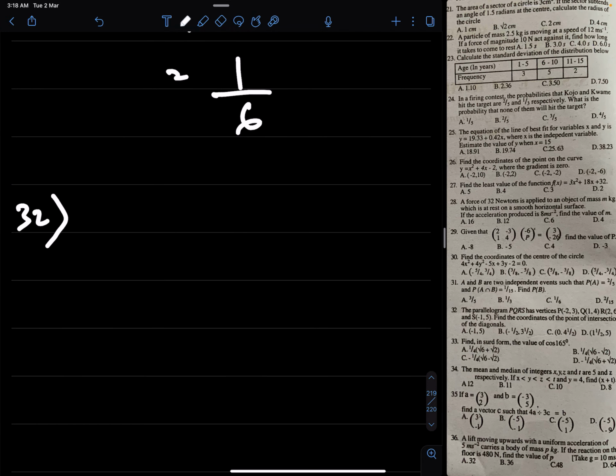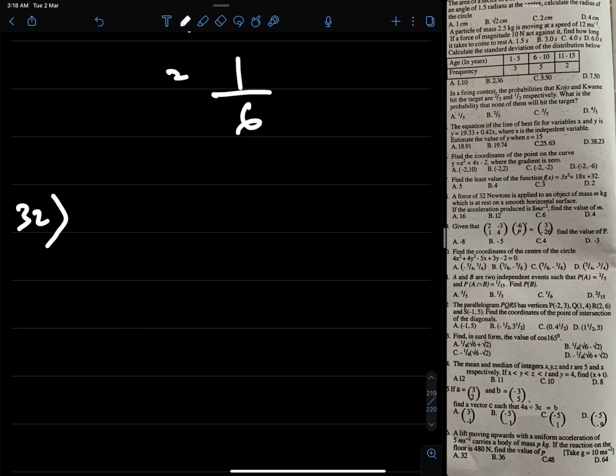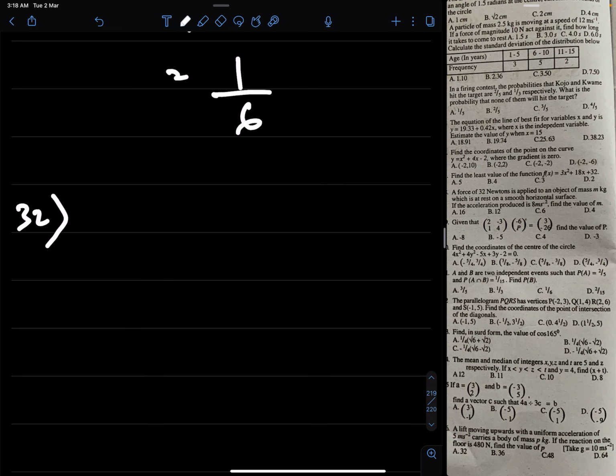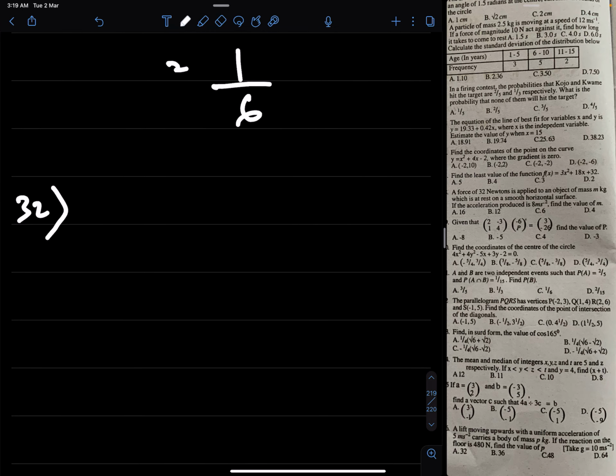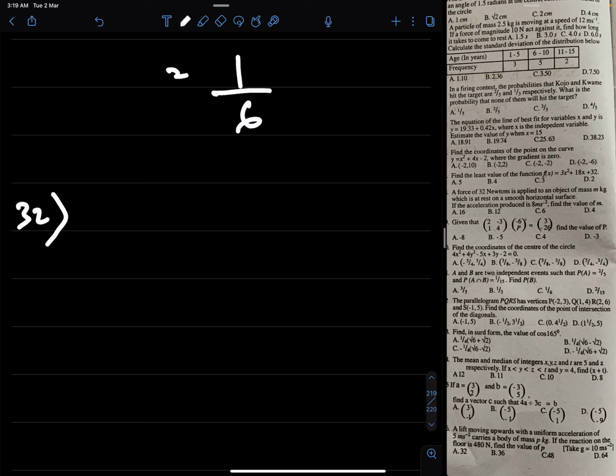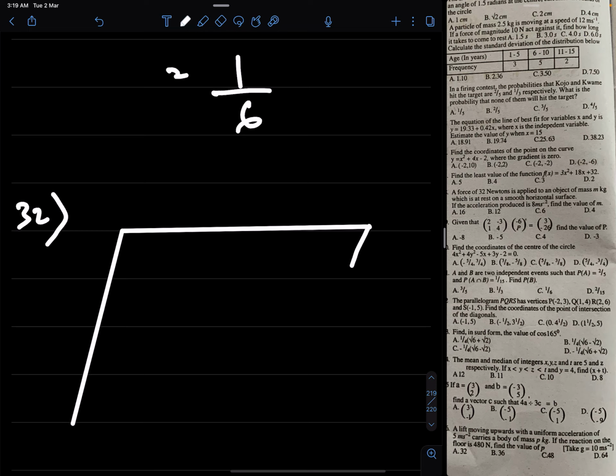Number 32: the parallelogram PQRS has vertices P(-2, 3), Q(1, 4), R(2, 6), S(-1, 5). Find the coordinates of the midpoint of the intersection of its diagonals. Alright, let's have a sketch of a parallelogram, this way.